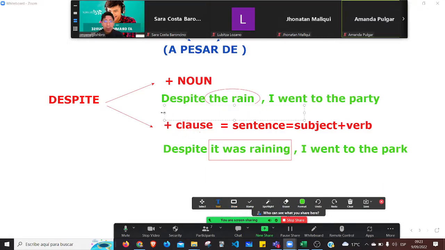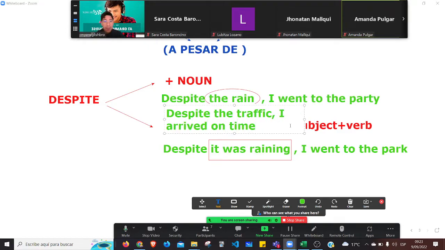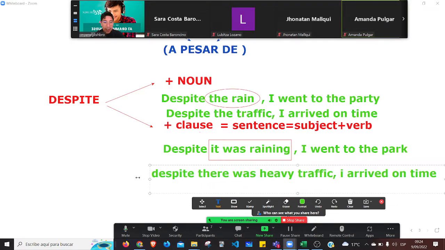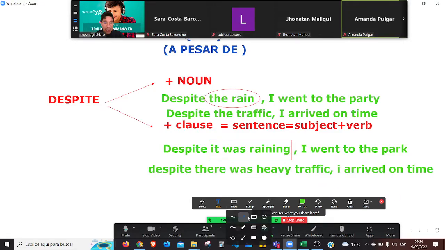Okay, for example, you can say, despite the traffic, because this is a noun, despite the traffic, I arrived on time. So, despite the traffic, as you can see here, traffic is the noun. And also you can say, despite there was heavy traffic, because the traffic is uncountable. Despite there was heavy traffic, I arrived on time. In this case, you have here a sentence. There was heavy traffic. This is a sentence. Despite the rain, despite the traffic is a noun.